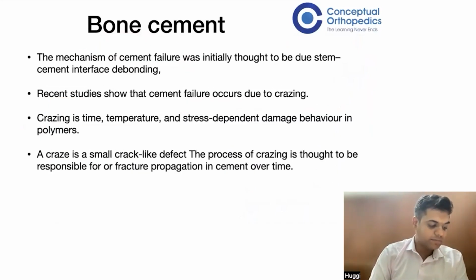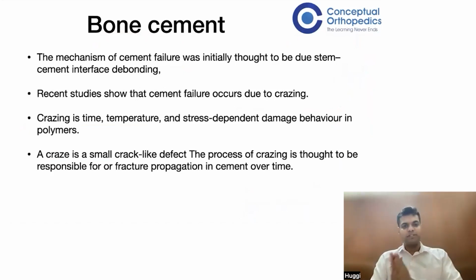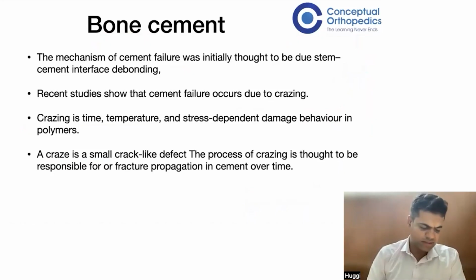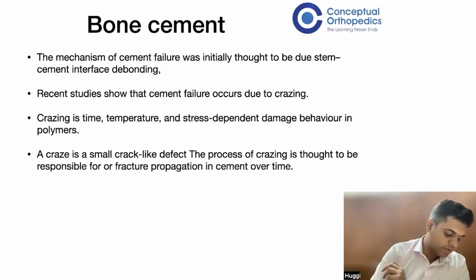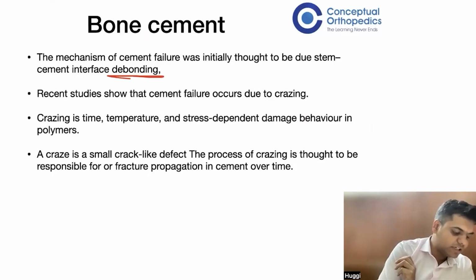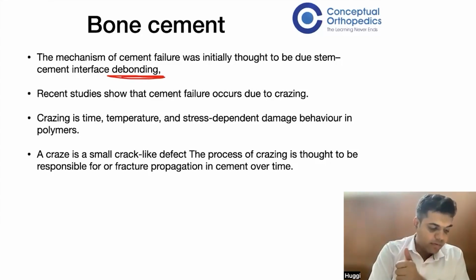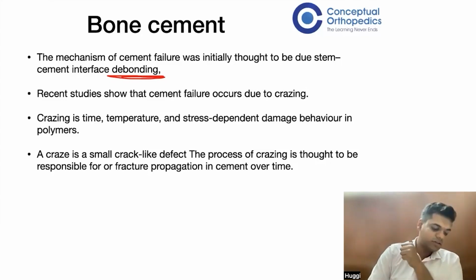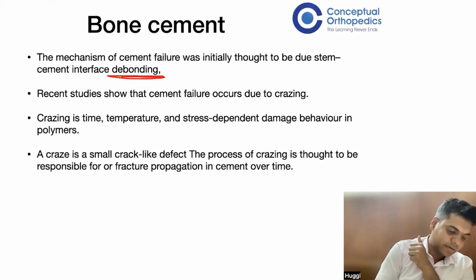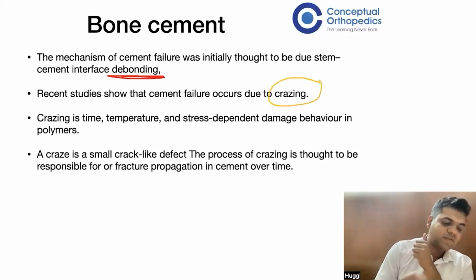Next comes what? What we thought initially, what happens even now, they believe, especially in the cemented TKRs, I'm talking about TKRs, the failure mechanism they quote is debonding. That was initially thought even for the cemented stems. But now there is something called the concept of crazing.